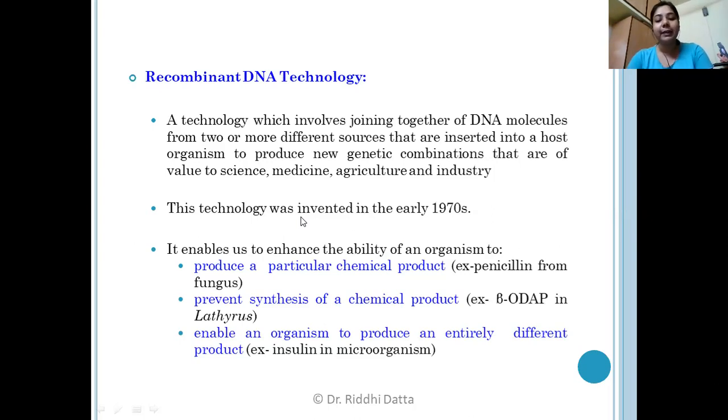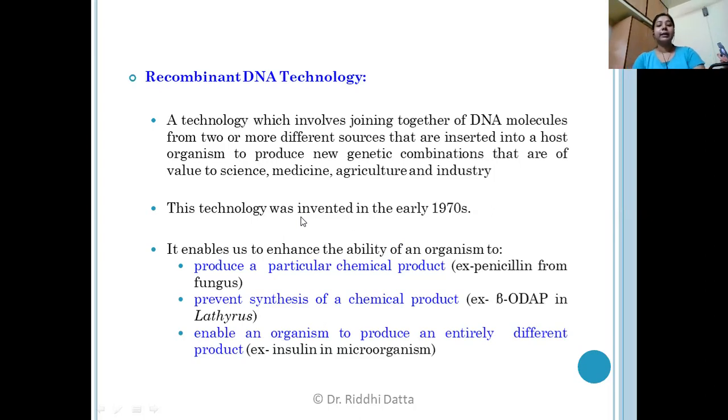Second, we can prevent an organism from synthesizing a particular chemical product. For example, lathyrus is a legume which is very nutritious otherwise, but it contains one neurotoxin which is called beta-ODAP. Because it contains this neurotoxin, it is not edible to us. So if we can stop synthesis of beta-ODAP in lathyrus, this legume's seeds will be edible. So this underutilized legume can be utilized economically.